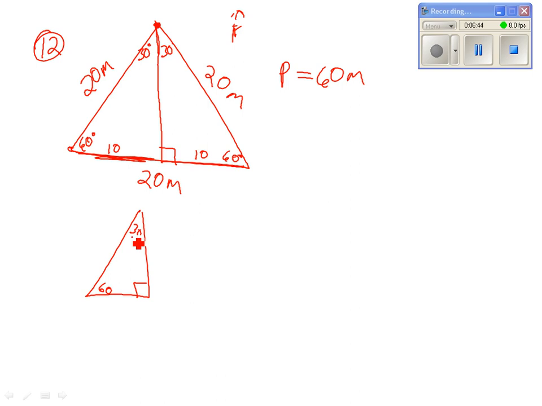In a 30, 60, 90 triangle, the side across from the 30 degree angle should be labeled what? L. Side across from the 60 degree angle? L times. Now I haven't mentioned this because I didn't want to till right now. Somebody said 2L.